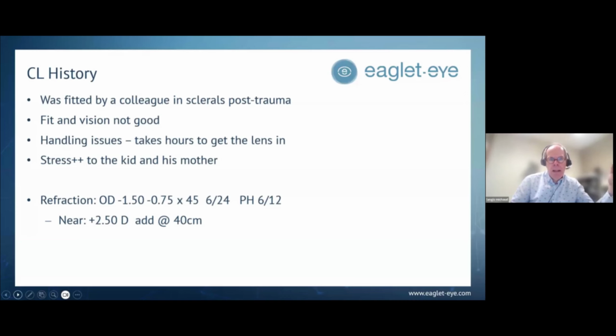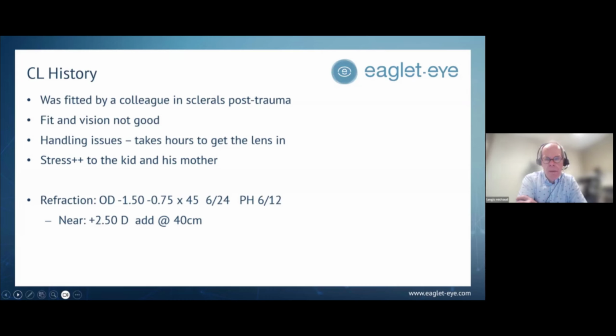He was fitted by a colleague in scleral lenses. The fit and the vision were defined in the paperwork as good, but the kid was not able to handle the lens, which is the case for a certain number of scleral lens patients, regardless of age, even if they are young or old. Some patients cannot really handle these lenses, open the eye wide enough to apply the lens on the ocular surface, and it took hours for that guy, crying. It was a battle with his mother and father, so it was a lot of stress in this family just because of this, and he knew that he had to wear the lens just to restore his vision.